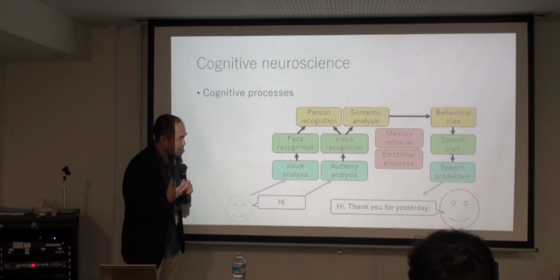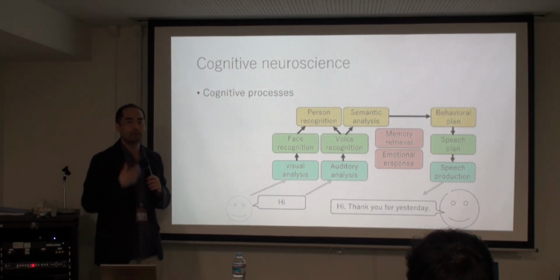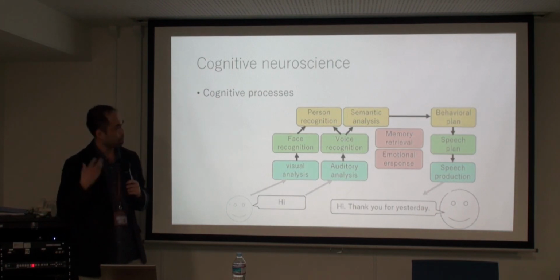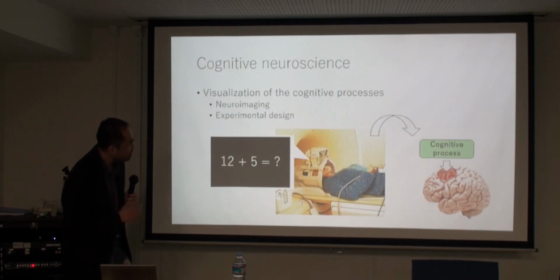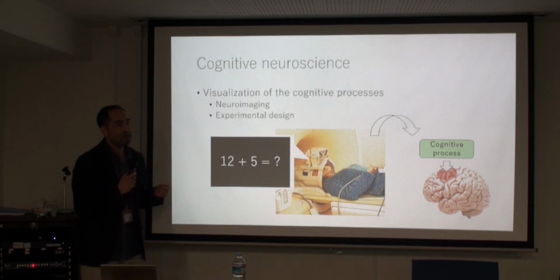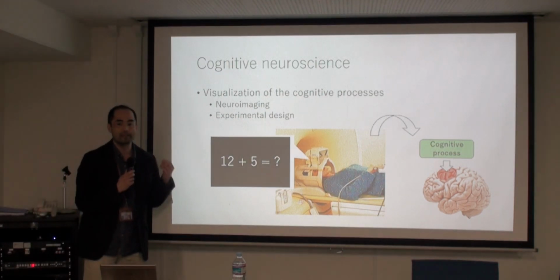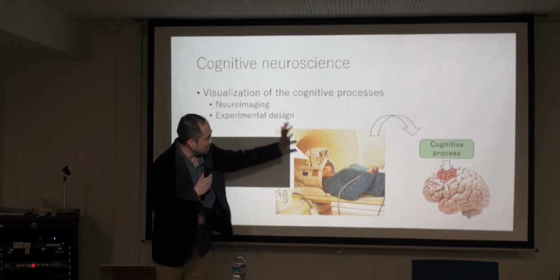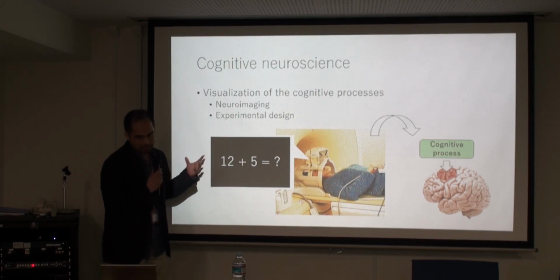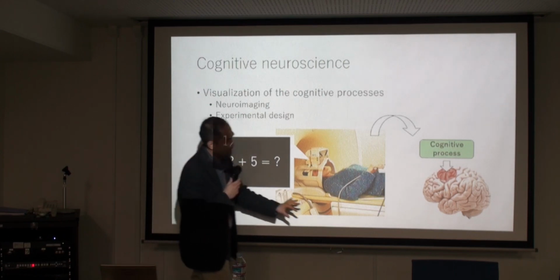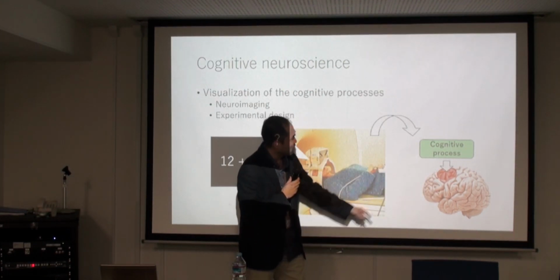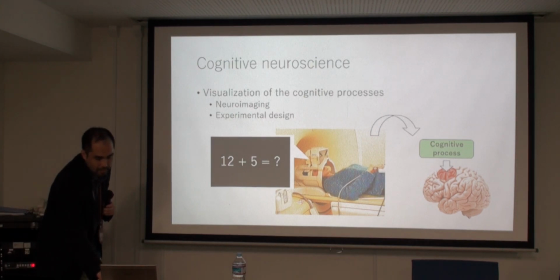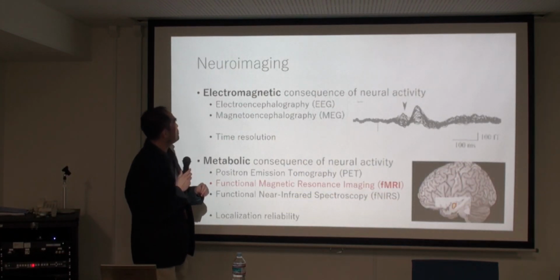So we dissociate many cognitive processes included in apparently, or sometimes, complex behavior or mental phenomena. And cognitive neuroscientists, or researchers of functional neuroimaging, visualize these cognitive processes using neuroimaging techniques and sophisticated or sometimes simple experimental designs, and then identify some brain area or network for a specific cognitive process. So this is what I do every day. And I'll tell a little bit about neuroimaging techniques.